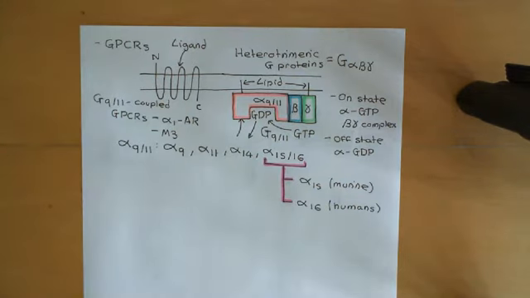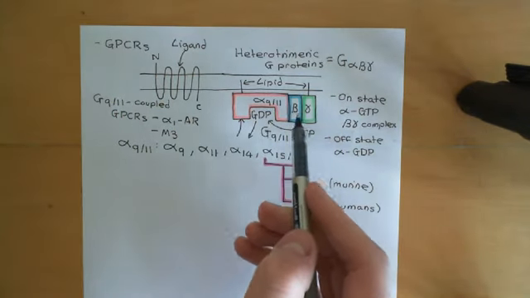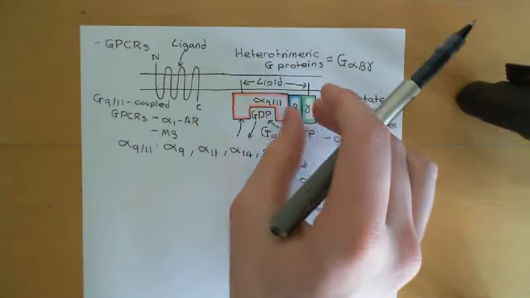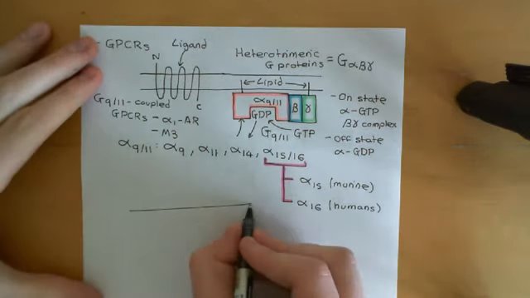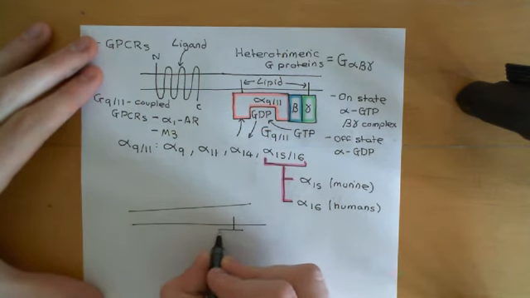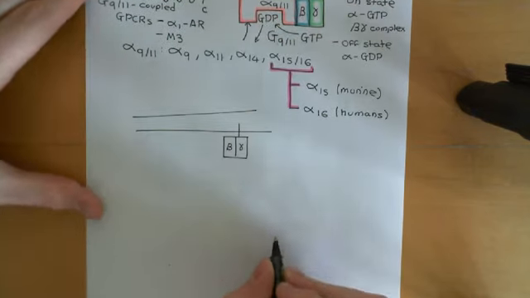It will cause a change in conformation in the alpha subunit that will firstly cause the beta-gamma subunit to break off from the alpha subunit. So this will now go off. It will also break off from the G protein coupled receptor, and it will go off on its own little adventure here. Okay, so here is our beta and our gamma subunit that is now cleaved off the alpha subunit.